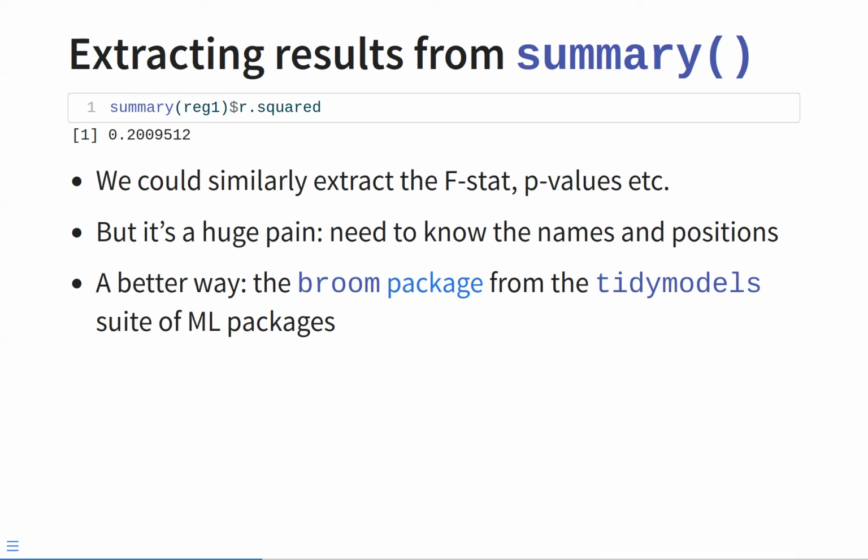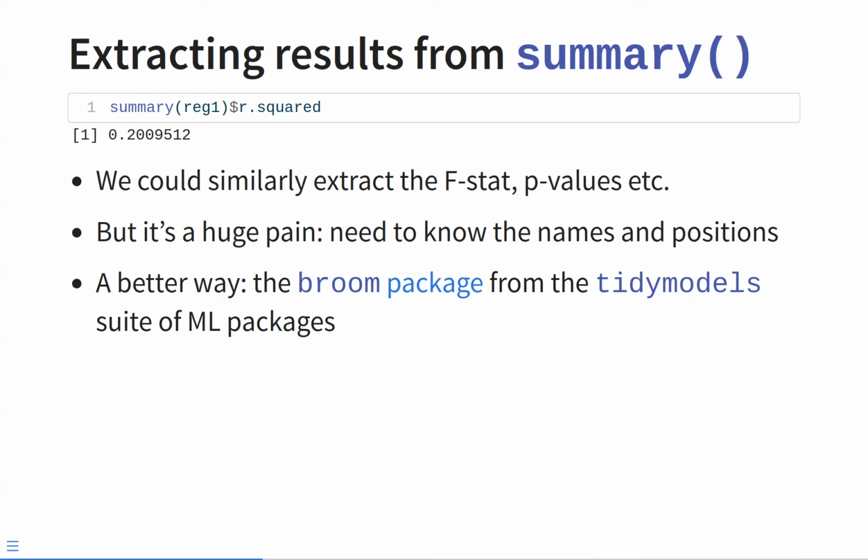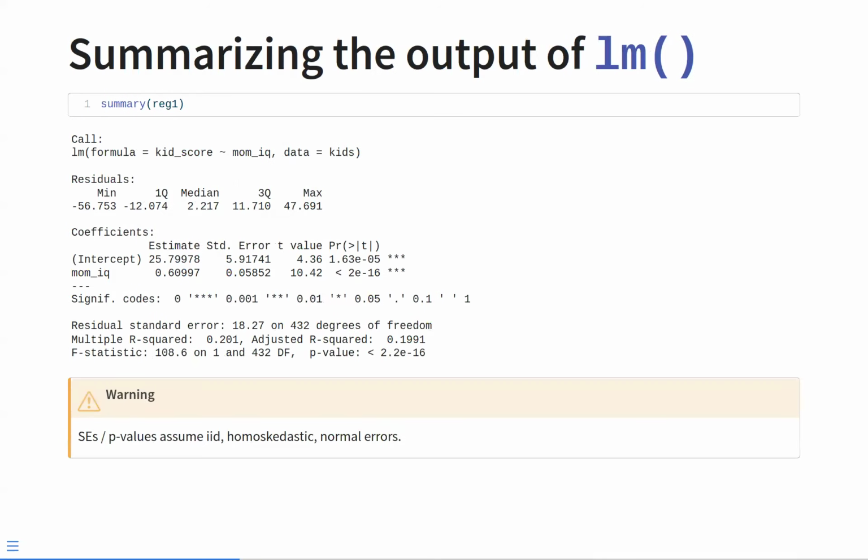Fortunately, there's a better way, namely the broom package from the Tidy Models suite of ML packages. So we're going to use this package broom, and here's how it works. If you haven't already installed broom, make sure that you do that now, and then run library(broom), and follow that by tidy(reg1). What does that do? Well, it provides much of the same information that we got from our summary command on this previous slide.